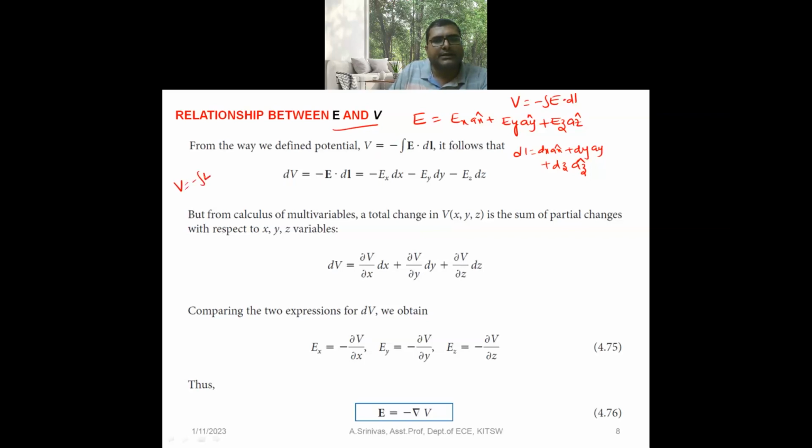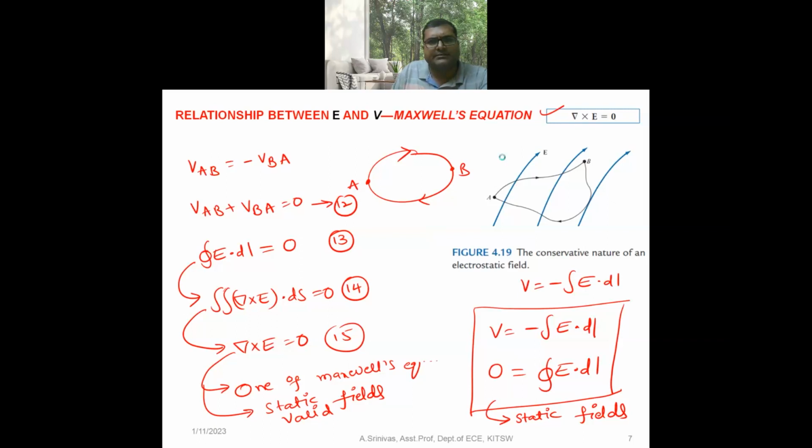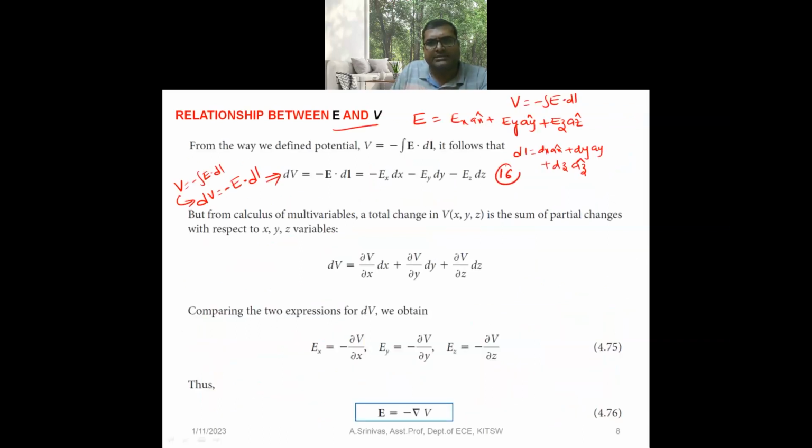V is equal to minus integral E dot dl. By applying the partial differentiation, dV is equal to minus E dot dl. By performing the dot operation, let it be equation number 16, that is minus Ex dx minus Ey dy minus Ez dz. And the partial differentiation dV is equal to dou V by dou x dx plus dou V by dou y dy plus dou V by dou z dz.